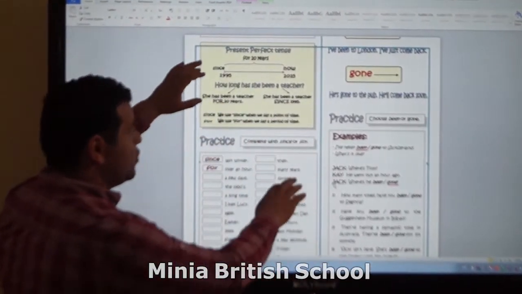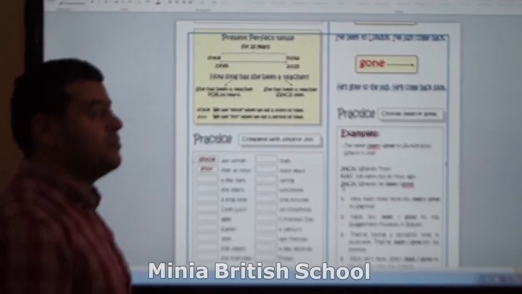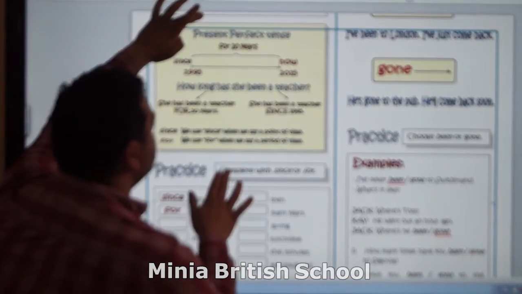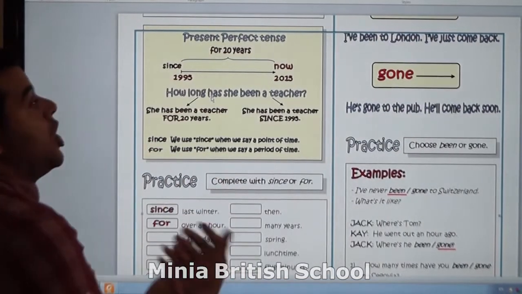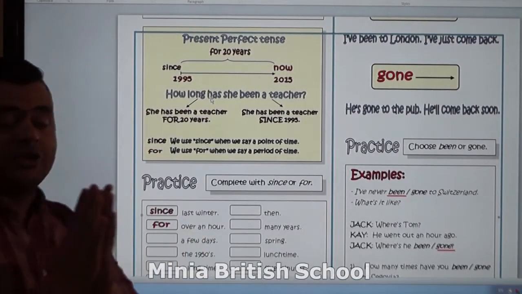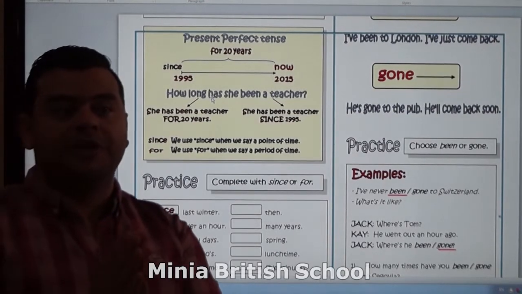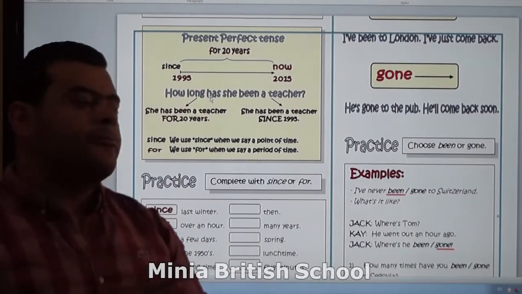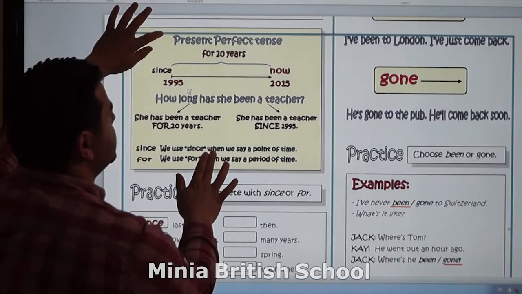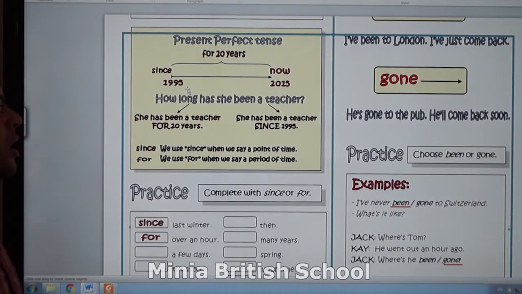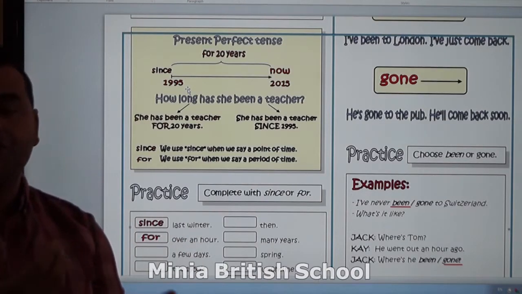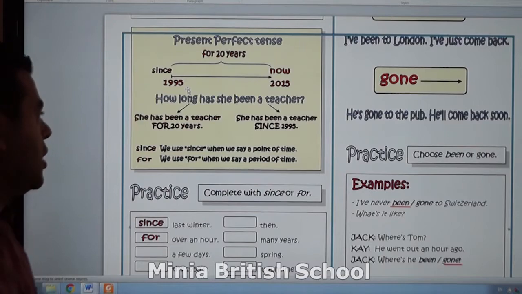Okay. We talked about that in the first term, but today's topic is about the time in present perfect. When you would like to express time in present perfect, you've got 2 ways. You've got since, and you've got for. How can we use them? What is the difference between since and for?